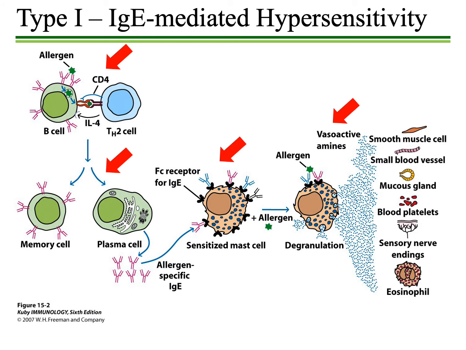Here you can see a number of effects that occur because of those degranulation events. There are effects on smooth muscle cells, small blood vessels, mucus glands, blood platelets, sensory nerve endings, as well as eosinophils.